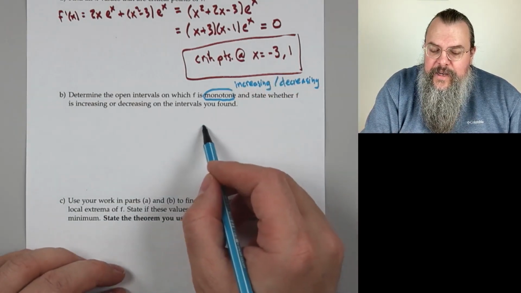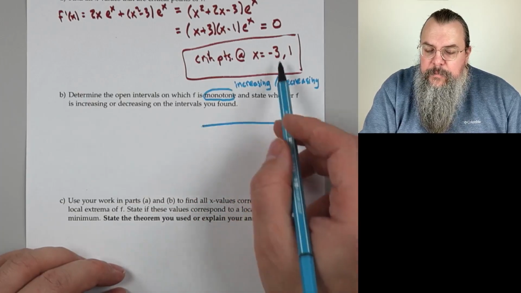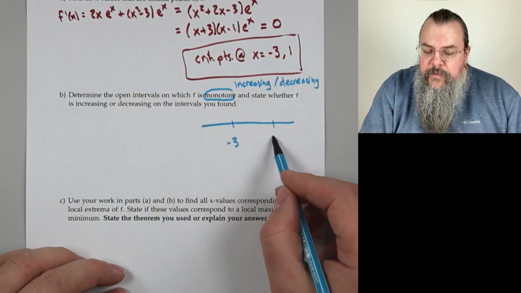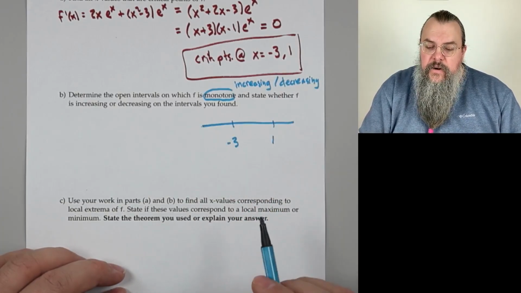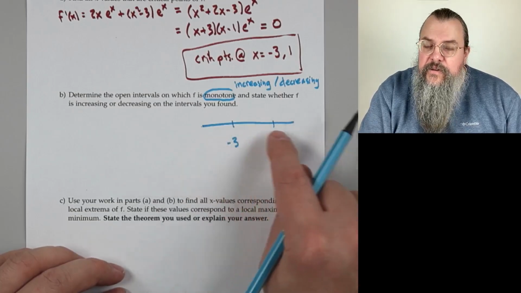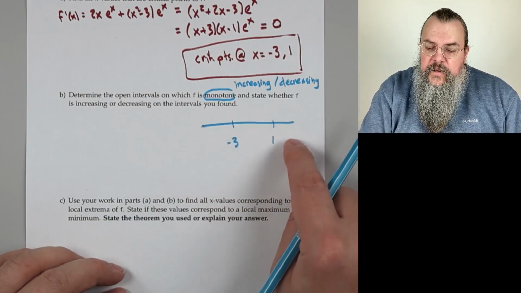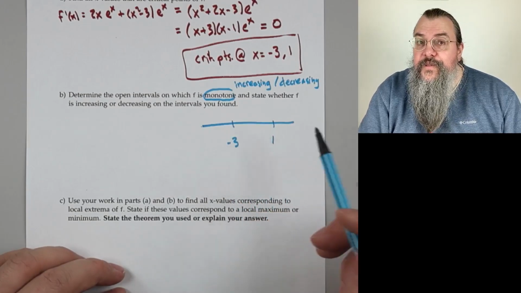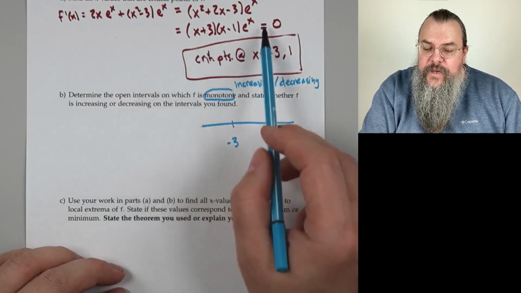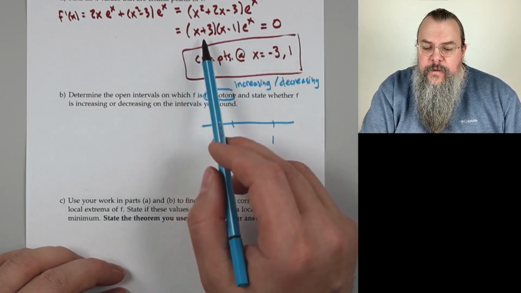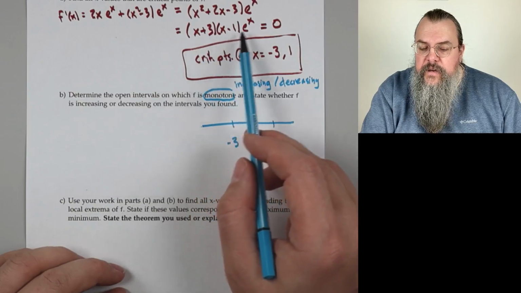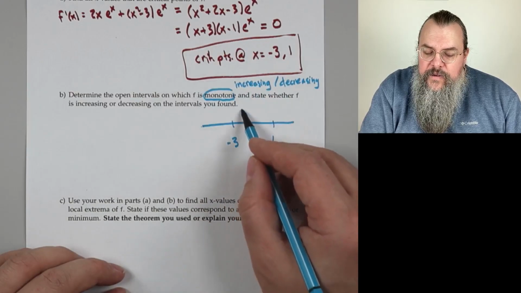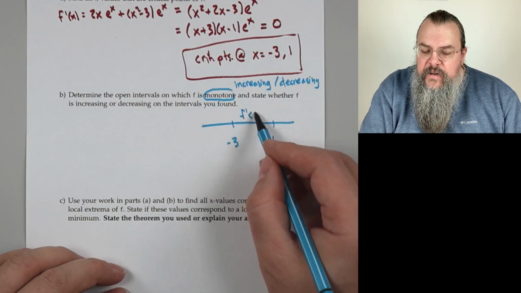So I like to draw a line, and then I put them down in order. There are 2 points, and it turns out -3 comes before 1. Now let's look at the signs of the derivative on each interval. Pick a number between -3 and 1, say 0. Plug it in, and we can use this factored form. We'll get positive, negative, positive. In fact, e to something will always be positive. So the derivative here is negative, right?